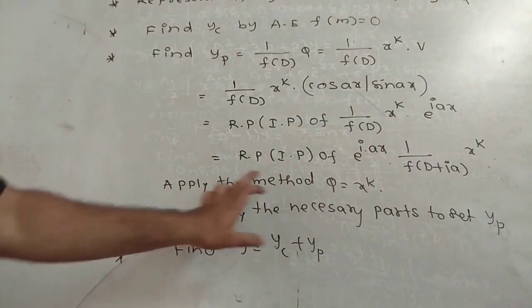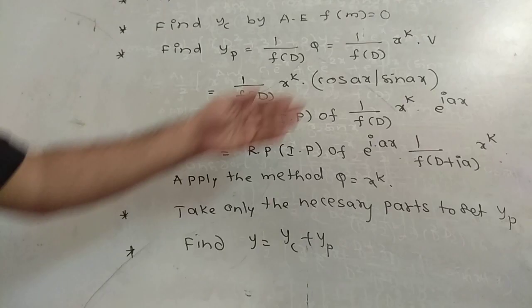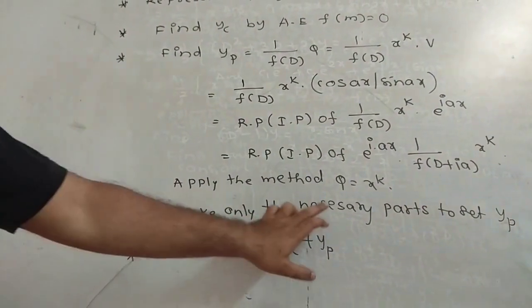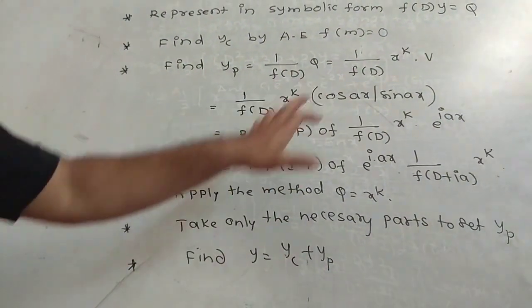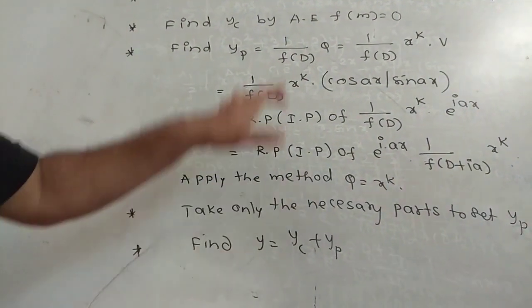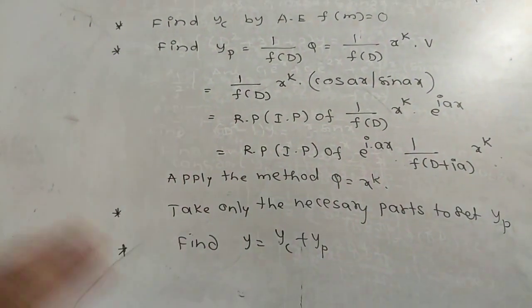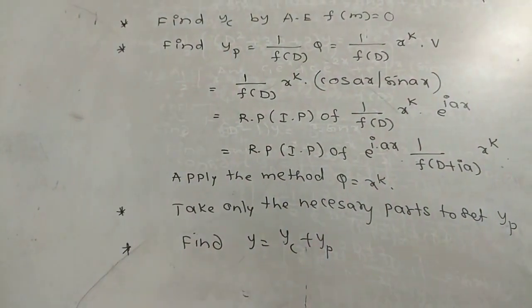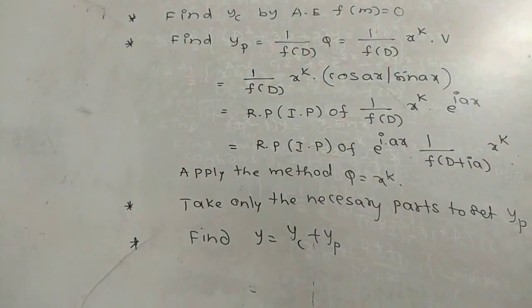Now you apply the previous method for Q equal to x to the power of k, and do the simplification. Finally you take only the necessary part. Necessary means if it is cos, you take only the real part, and for sin you take only the imaginary part, making the simplification to get your final yp value. Then find the complete solution y equal to yc plus yp.